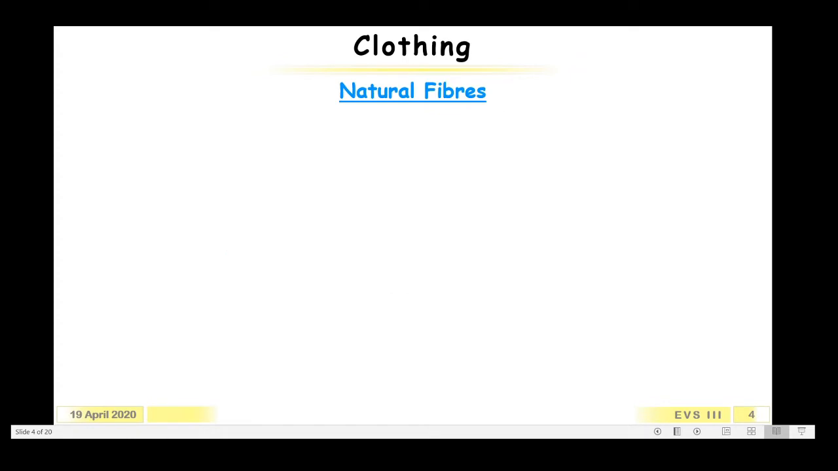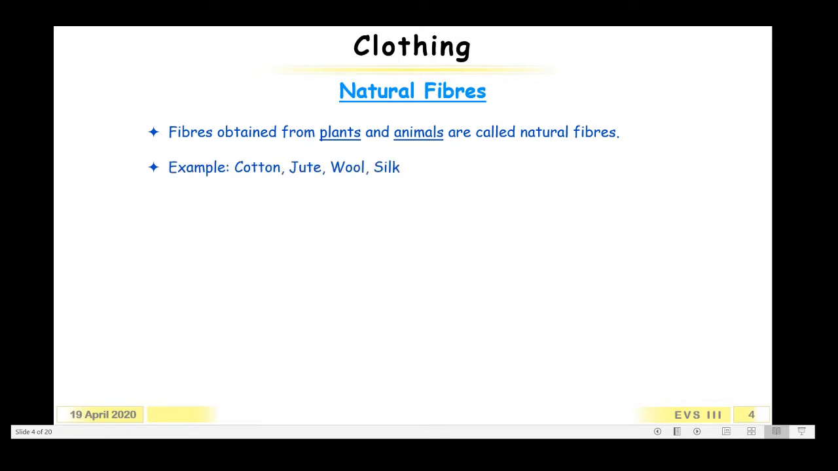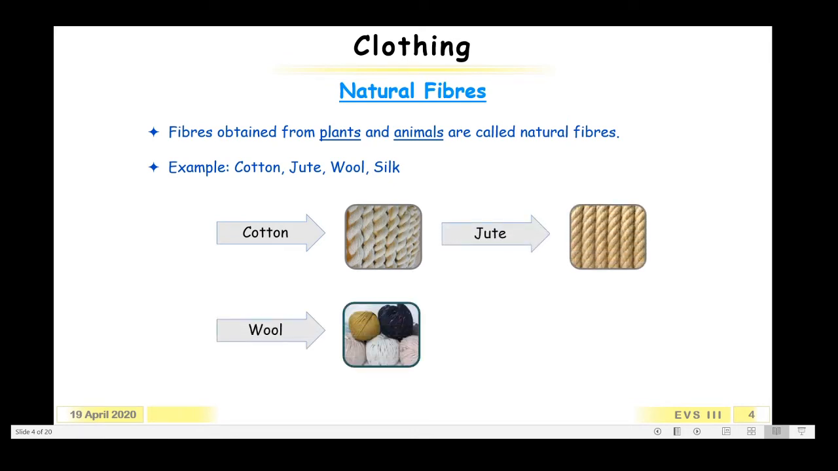So the first category is natural fibers. Now, fibers obtained from plants and animals are called natural fibers. All of you know that plants and animals are natural living things. Yes. Then examples are cotton, jute, wool, and silk. So let us see. Cotton looks somewhat like this. The jute is here, the wool and the silk. Now we'll read about these four categories of natural fibers one by one.